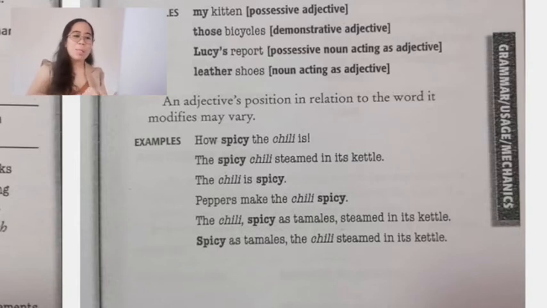Again, in all of these examples, the spicy here is actually an adjective, but it is placed in different ways. It varies, and the meaning somehow varies as well. The intensity of the meaning. Pepper makes the chili spicy. The chili, spicy as tamales, steamed in its kettle. Spicy as tamales, the chili steamed in its kettle. So, again, an adjective's position in relation to the word it modifies actually varies. It varies on the positioning.